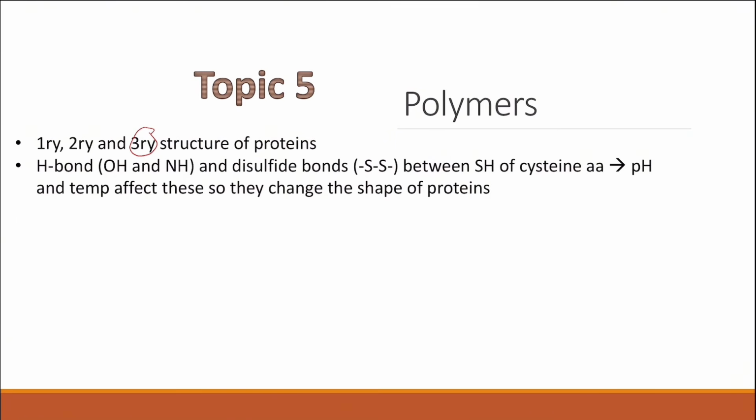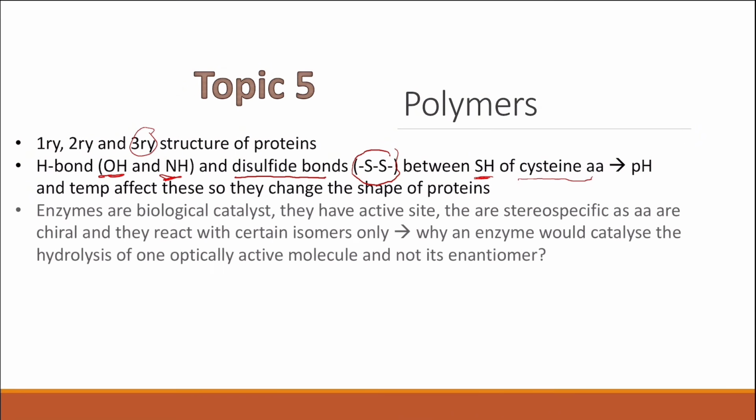The type of bonds that we see in the proteins are hydrogen bonding because they have an H and OH. Also, we see what is called the disulfide bond. So the disulfide bond or disulfide bridge is simply a sulfur-sulfur single covalent bond, and it is usually formed between the thiol groups, or the SH groups, of cysteine amino acids. If you have two cysteine amino acids, they both have an SH group, they form an S-S bond or a disulfide bond. Remember that the pH and the temperature will affect all of these types of bonds, so they can change the shape of the protein.